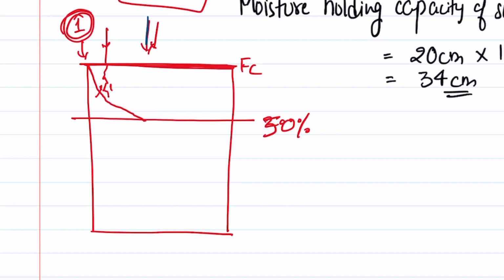Again the irrigation is done, and the moisture level of the soil is brought back to its field capacity. After that, the moisture content will reduce again. Then watering is done again and it's brought back to its field capacity. So as soon as the moisture holding capacity reaches 50% of this, the irrigation is done.